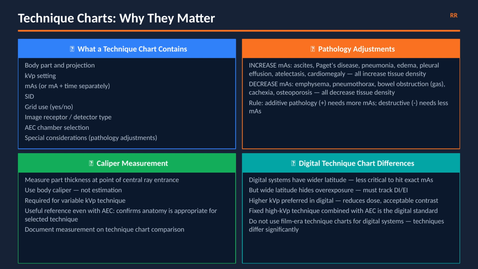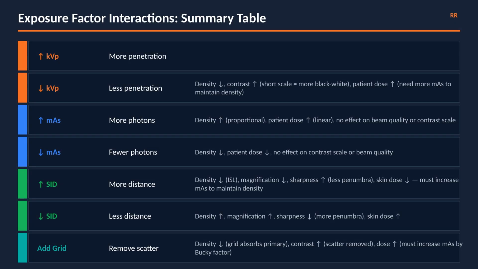The memory rule: additive pathology adds to attenuation, so add mAs. Destructive pathology destroys tissue, so reduce mAs. Seven interactions. Know all of them.